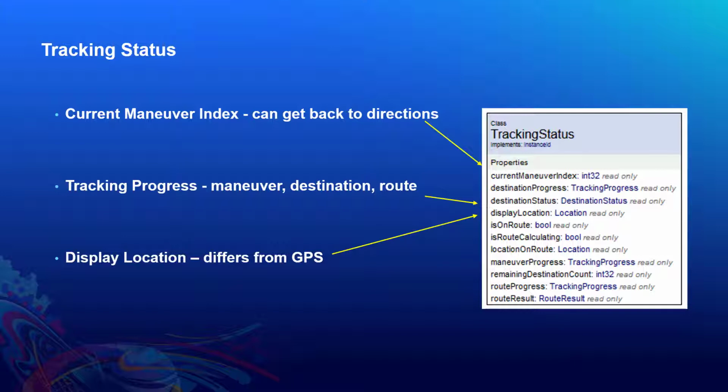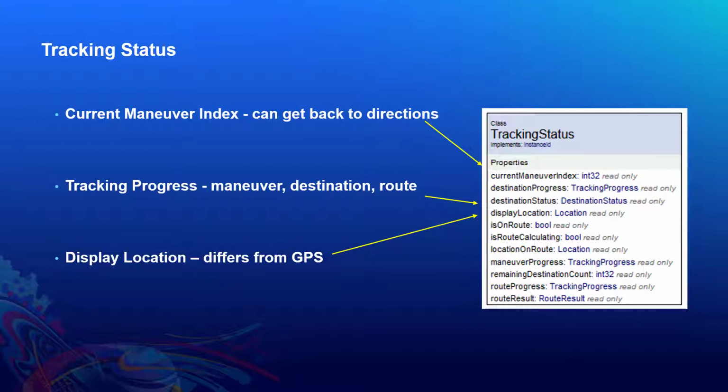The current maneuver index. This allows you to get the directions text associated with the current maneuver. This could be displayed to the user. It also might be used to get the next directions text, which you might want to show to the user so that they know what's coming up.